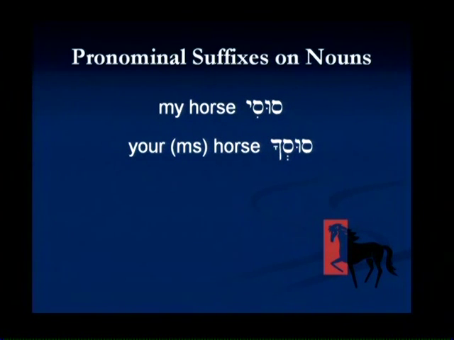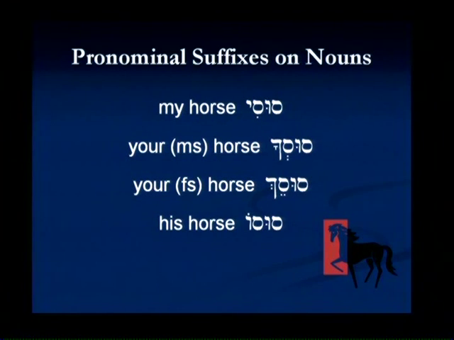You'll notice that the second person pronominal suffixes all have a kaf in them. Whether it's masculine or feminine, whether it's singular or plural, the second person has a kaf. So get used to seeing the kaf as an ending on a word. Suska is your horse, and it's not a silent schwa, notice. It's su-sika. Su is an open syllable, and it's a long vowel. So that means the sameck with a schwa has to begin the next syllable, and so it's vocal. Su-seik is your horse if it's a female that you're speaking of.